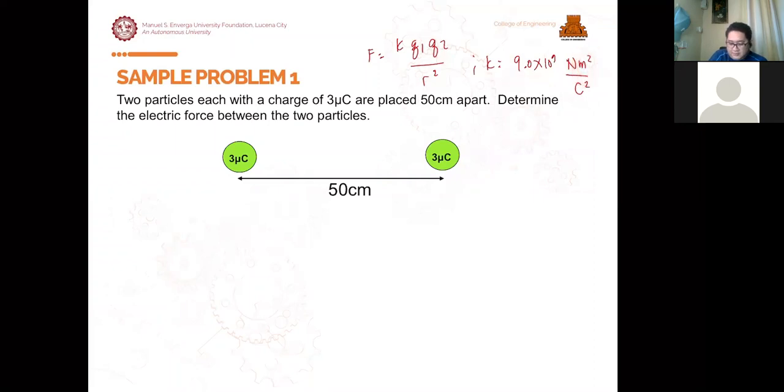So makikita nyo dito, doon sa K natin, ang distance natin is naka-meter. No? Then si charge natin is naka-coulomb. Okay? So what we are going to do first is to convert yung micro column natin to coulomb. Then yung centimeter na distance natin, convert natin sa meter. Okay? When we say micro, so ano yung scientific notation for micro?